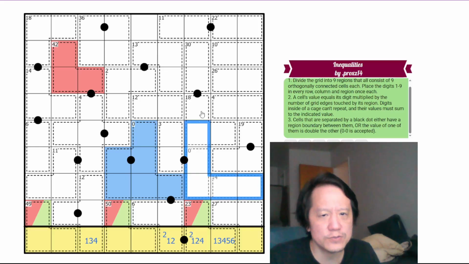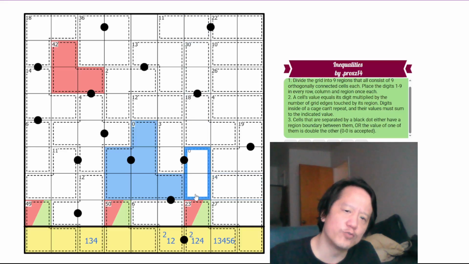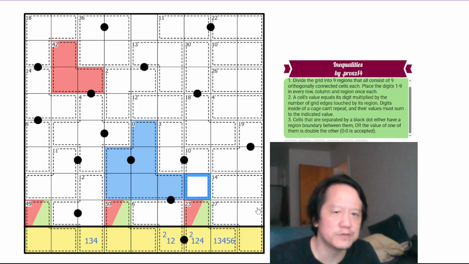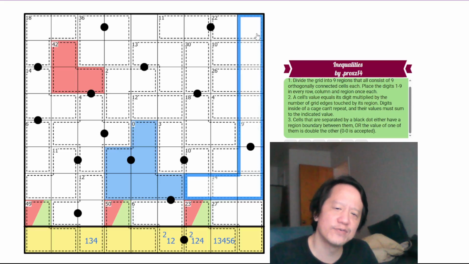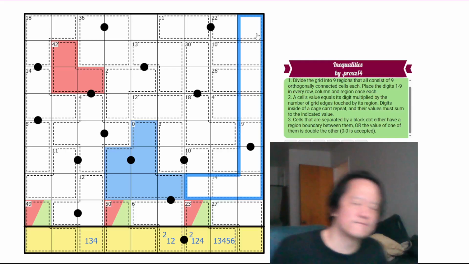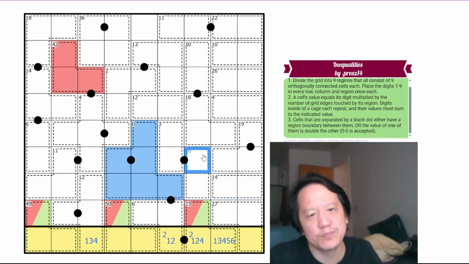1, 2... Can this ever be touching 2 cells? Or can this region ever touch 2? Oh, you could do that. So the answer is possibly, yeah. Hmm. Okay, so that's not restrictive.